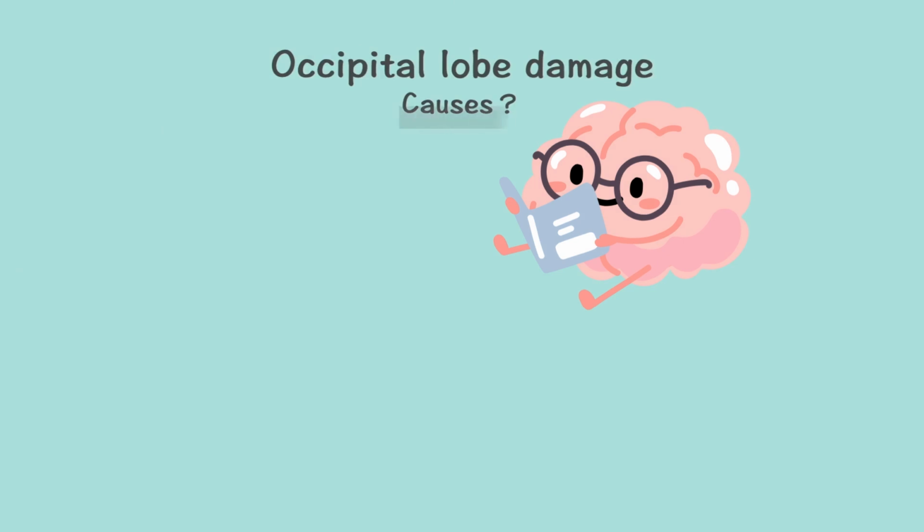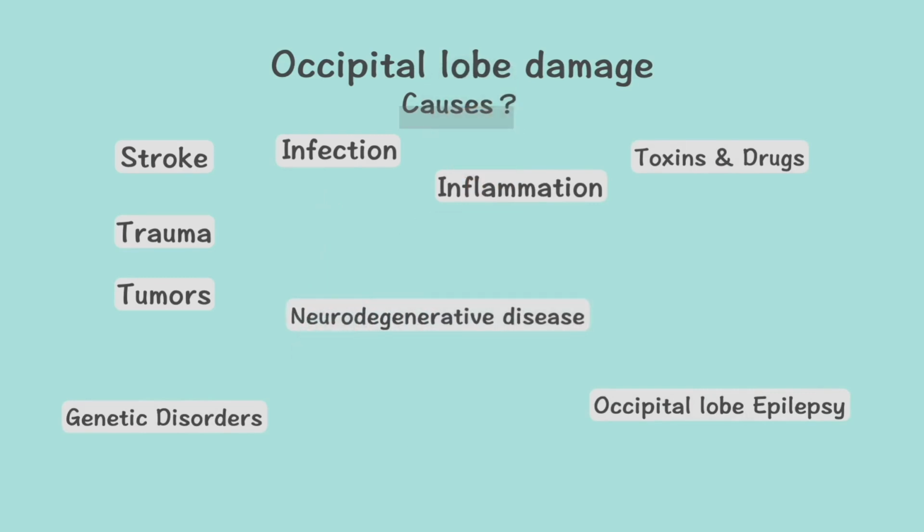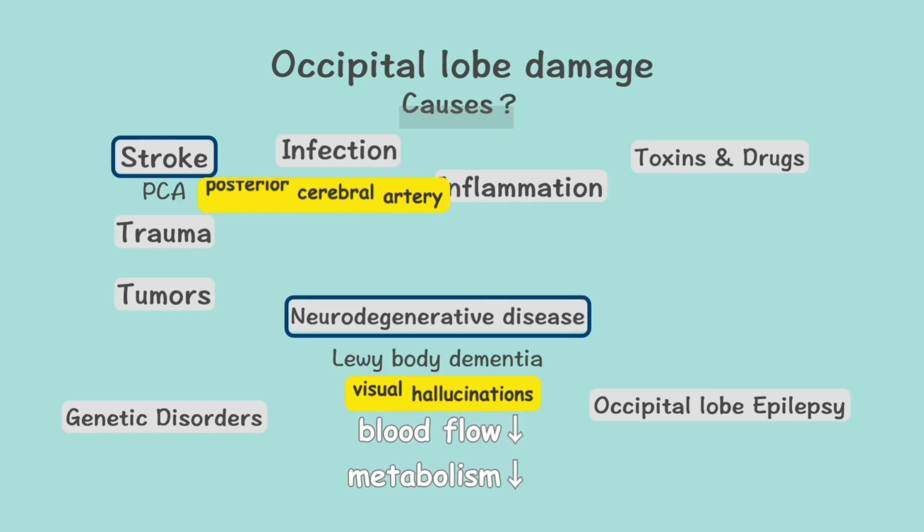What do you think are the causes of occipital lobe disorders? There's a lot to cover, so grab a cup of tea and listen in. A common exam question is, which blood vessel occlusion leads to occipital lobe damage? We also know that Lewy body dementia, characterized by visual hallucinations and memory impairment, is associated with reduced blood flow and metabolism in the occipital lobe.